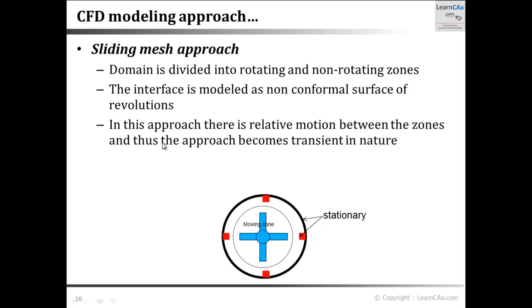Now in this particular sliding mesh approach, there is relative motion between the zones, and hence since the motion of blades is involved, this particular approach is transient. That is, it is a phenomenon which is changing with respect to time. So during the simulation, this motion is actually seen, the blades are actually moving and the mesh is also actually moving, and the interface is sliding. The outer zone is stationary.